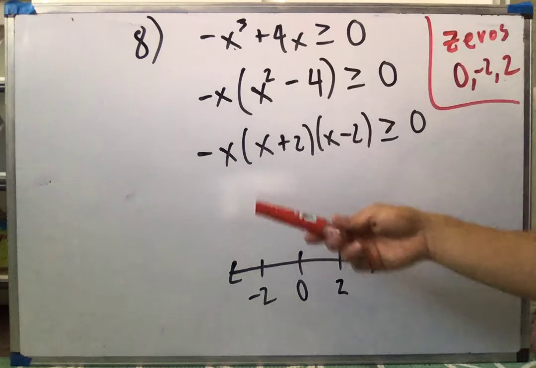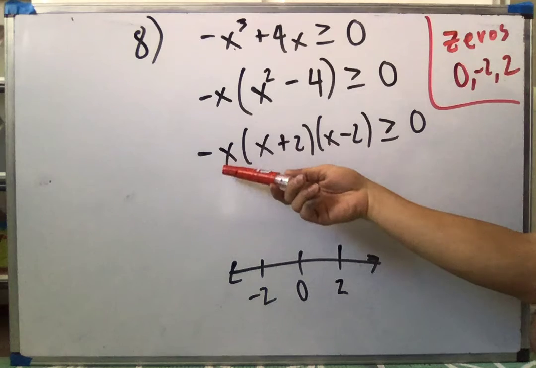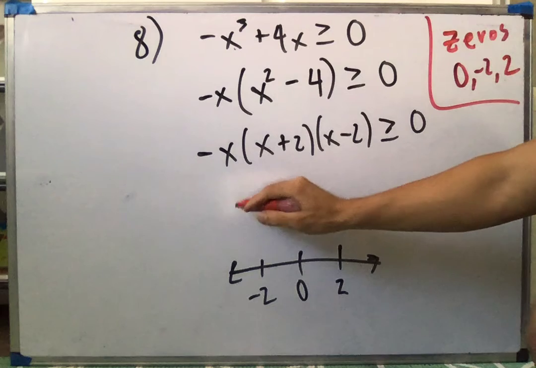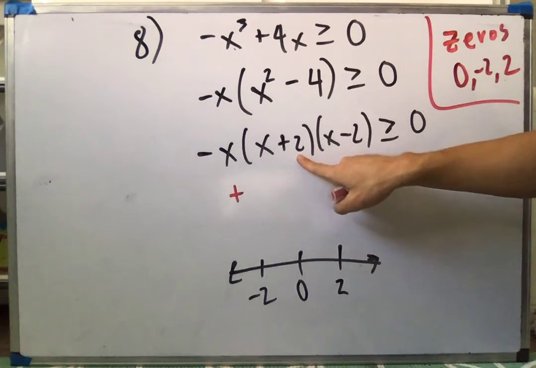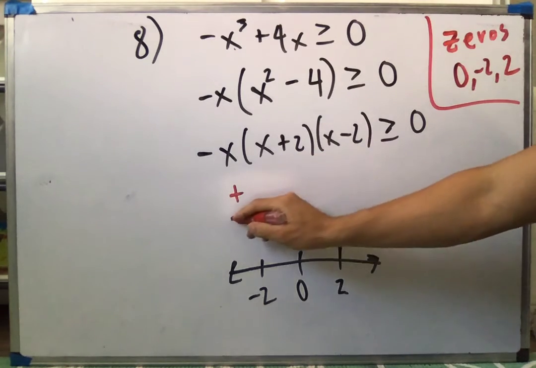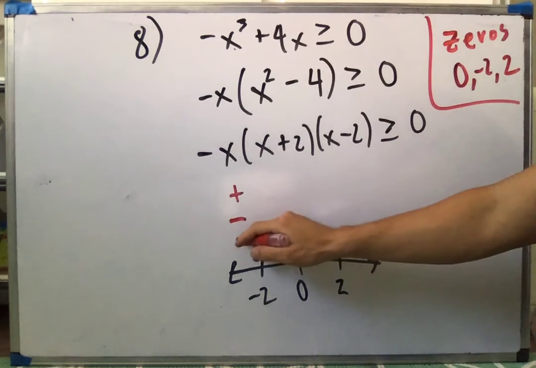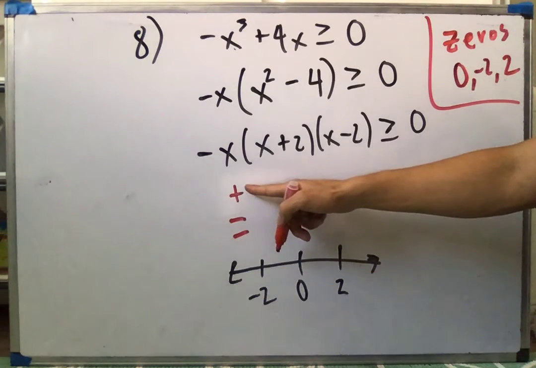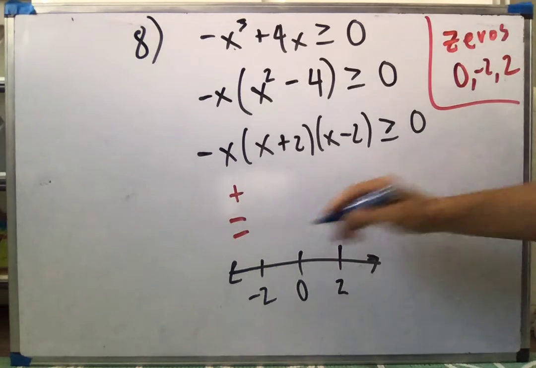So let's see. First of all, if I'm to the left of negative 2, something like negative 3, what's going to happen? This is going to be negative of negative 3, which is positive. So that first piece is positive. Negative 3 plus 2 is negative 1, that's negative. And negative 3 minus 2, that's going to be negative. So it's going to be negative again. That makes this whole thing positive times negative times negative, an overall positive to the left.